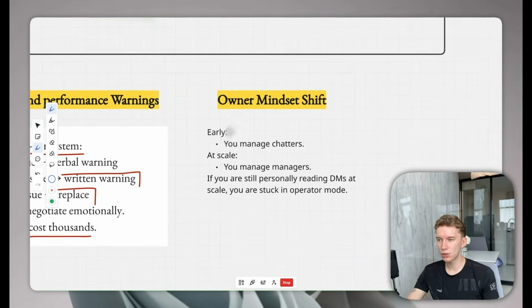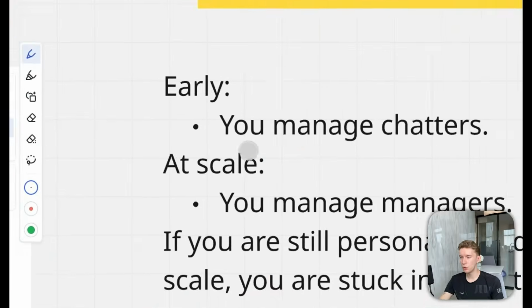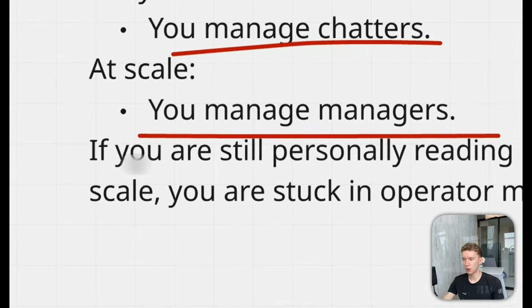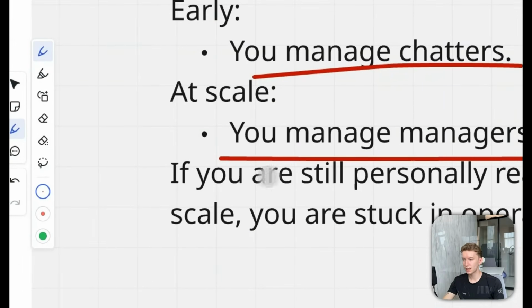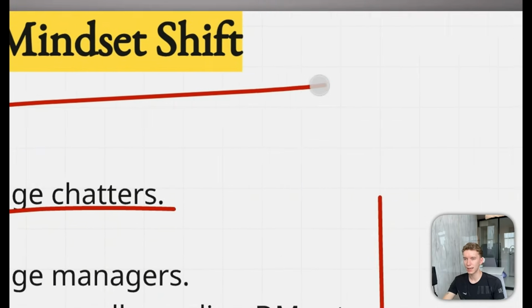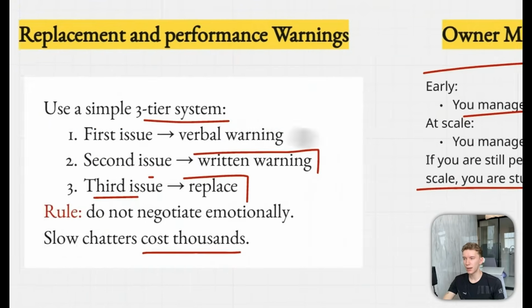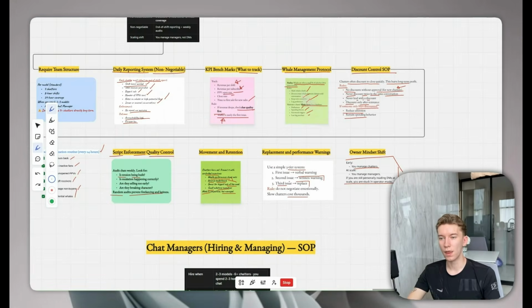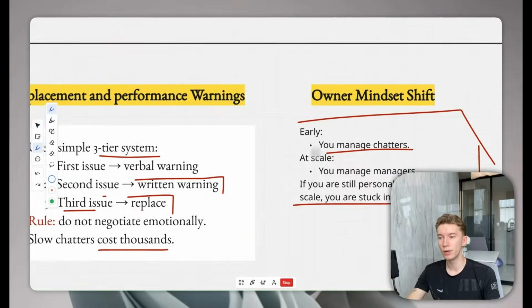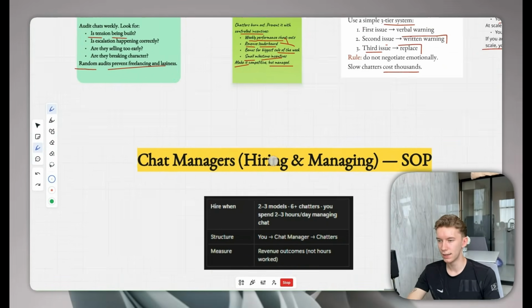So let's talk about the owner's mindset shift, okay? You manage chatters. At scale, you still manage chatters. If you're personally still reading DMs at scale, you are still stuck in this low tier bracket, okay? Again, once you're scaling up, you get team managers that will understand this whole document, and they will be doing this job because, again, you need to build it. You need to do it first to understand it, okay?